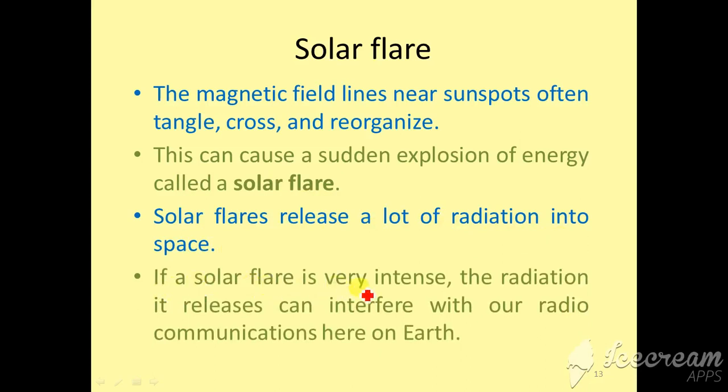If a solar flare is very intense, the radiation it releases can interfere with our radio communications here on Earth. So this is a negative effect of the solar flare for our Earth communication system.